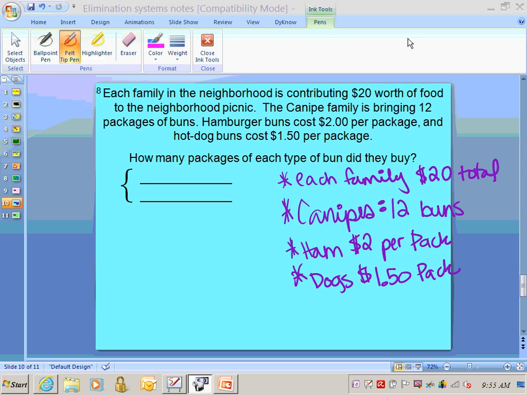So what exactly is it that I'm needing to find? What do I need to find here? How many of each, right? So we can use H and D. We can use ham and dogs, right? Let's make H, what do we want to call it? Not just hamburgers, because we know the price. What do we need to know? Number of hamburgers, right? And the D will be the number of hot dogs.